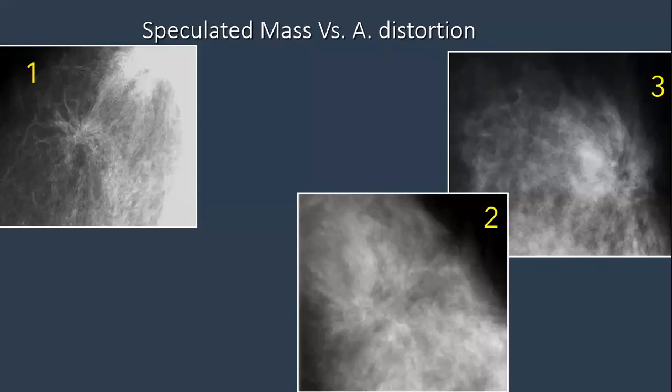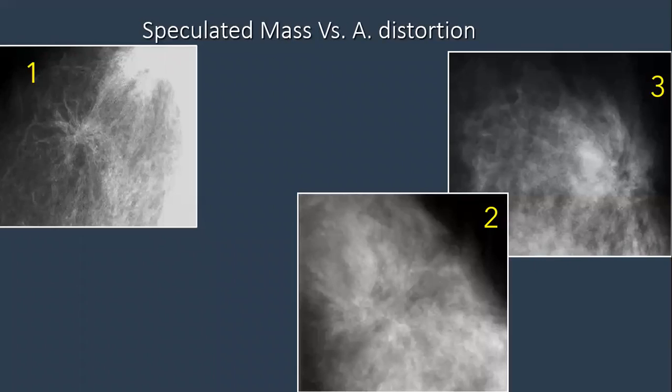Speculated mass or architectural distortion? I did not hear you. I said mass, speculated mass. Okay, you said the speculated mass? What about number two? Any volunteer? Medina, where are you? Abir.